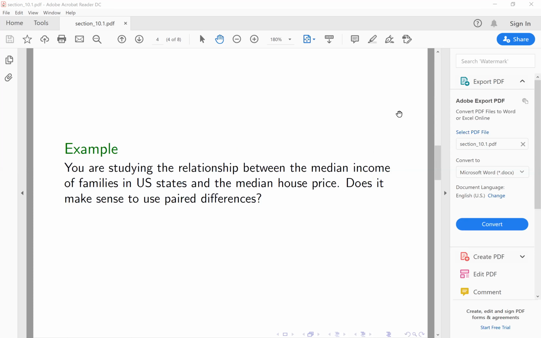All right, so you're studying the relationship between the median income of families in the United States and the median household price. Does it make sense to use paired differences? So take a second to think about this and identify what you think.